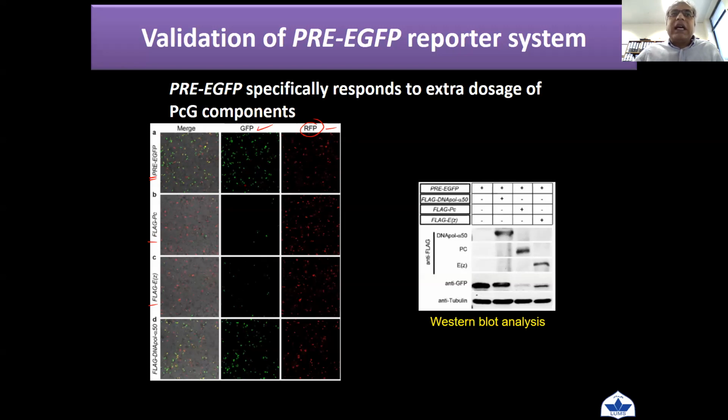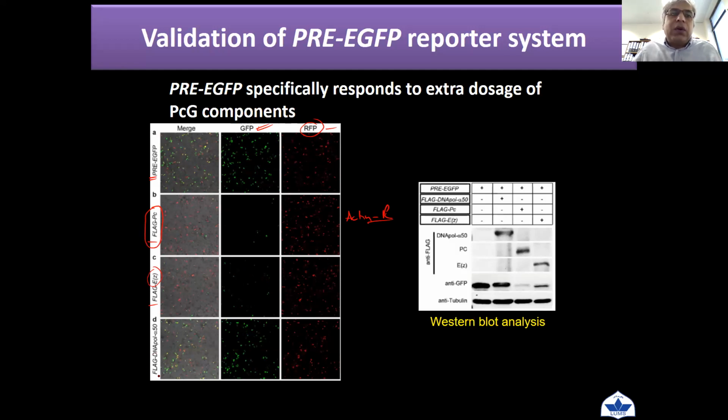If in these cells we bring in polycomb under the actin promoter, a strong promoter, you can see now, due to overexpression of polycomb, GFP expression is going down. It means polycomb is overruling the trithorax. Then also you can see the enhancer of zeste. If you have EZ, which is another polycomb group complex, GFP is going down.